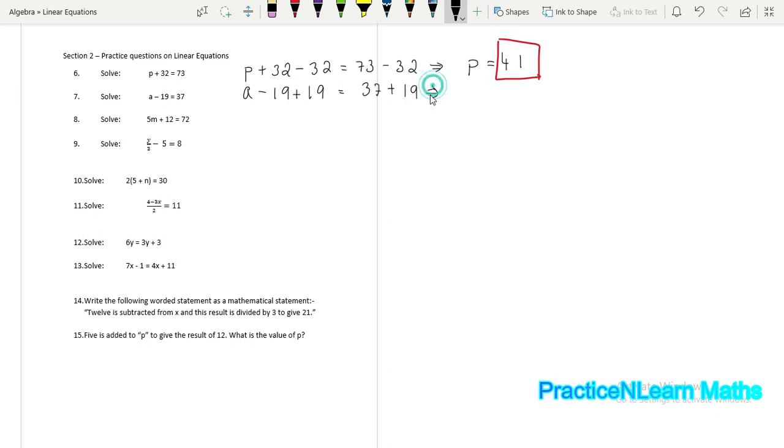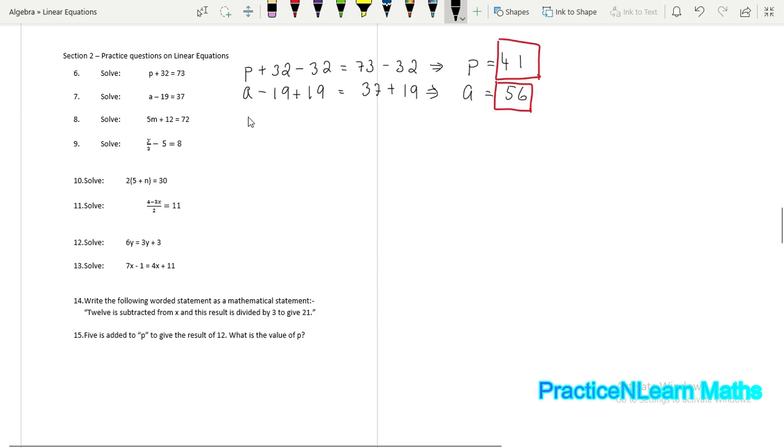Which gives me a is equal to 56. 56 is the answer.